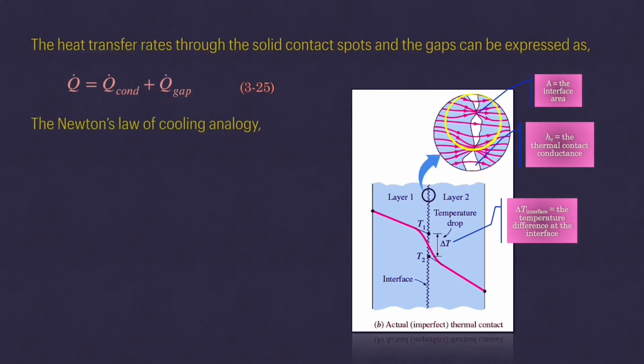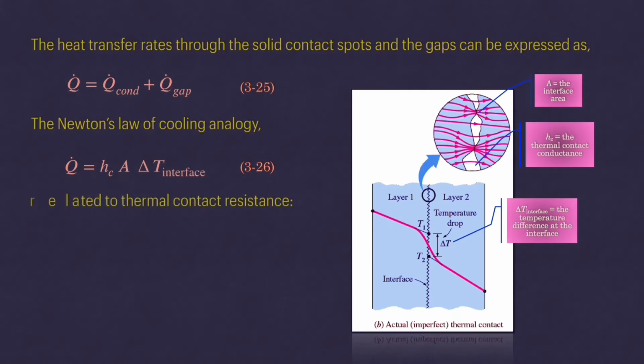It can also be expressed analogously to Newton's law of cooling, presented in equation 3-26. A is the apparent interface area. Delta T interface is the effective temperature difference at the interface. The quantity h subscript C is the convection heat transfer coefficient called the thermal contact conductance and is expressed in equation 3-28.